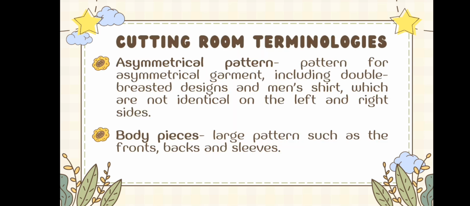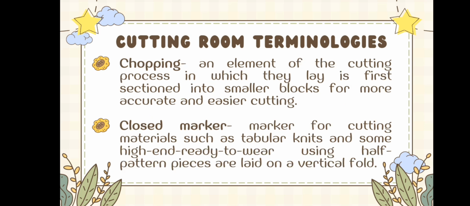Next is body pieces. These are large patterns such as the fronts, backs, and sleeves, so they are called body pieces. Next we have chopping. This is an element of the cutting process in which the lay is first sectioned into smaller blocks for more accurate and easier cutting. But as we all know, we have to cut the biggest block pattern first.